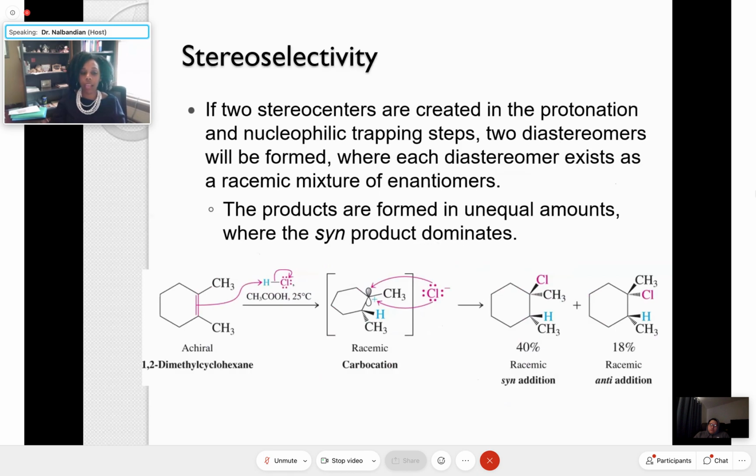So here we have a different starting material. With this starting material, we have an achiral starting material. And in these steps, we're going to actually end up with a mixture of diastereomers.